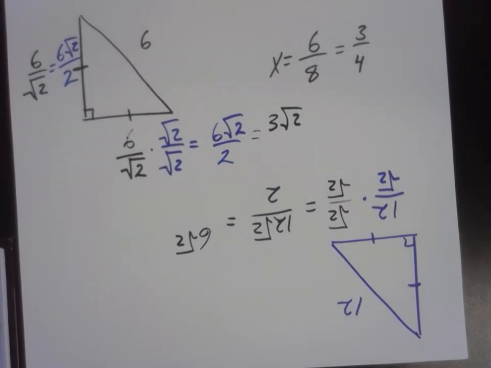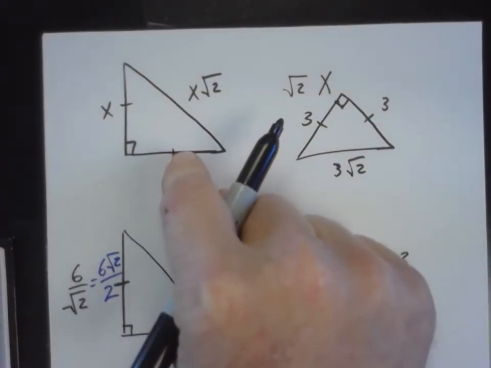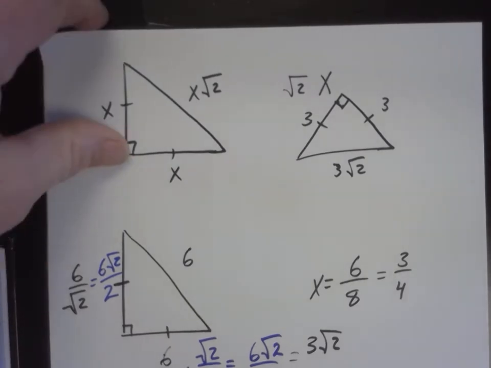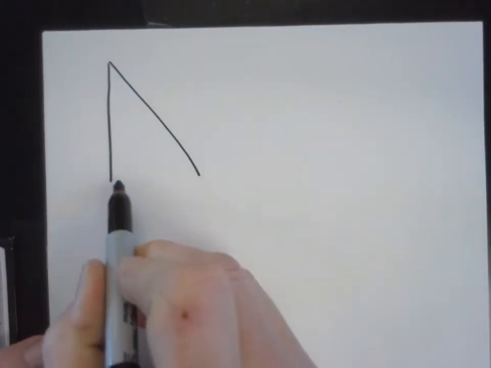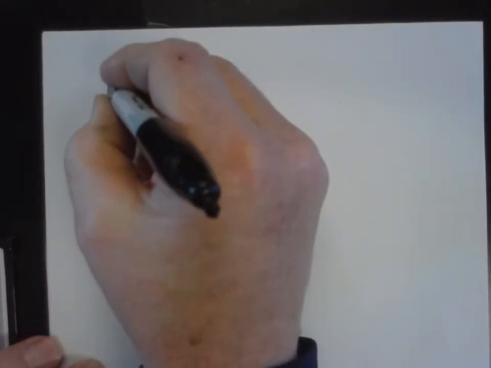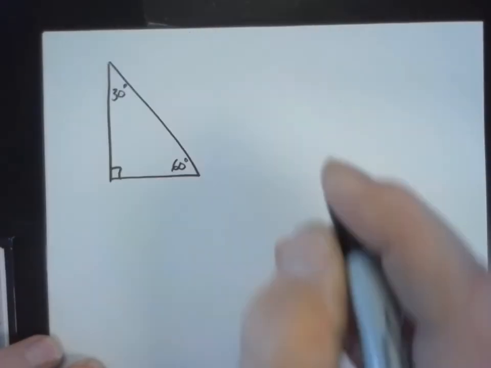So does everybody have this in their notes? Okay, so that's our first special right triangle, 45, 45, 90. The other special right triangle, the other one that we see enough that it makes it worthwhile to memorize some stuff, is called a 30, 60, 90 triangle. 30, 60, 90.